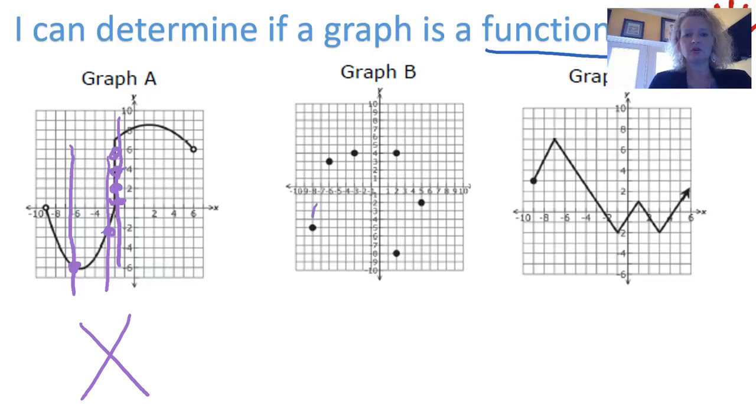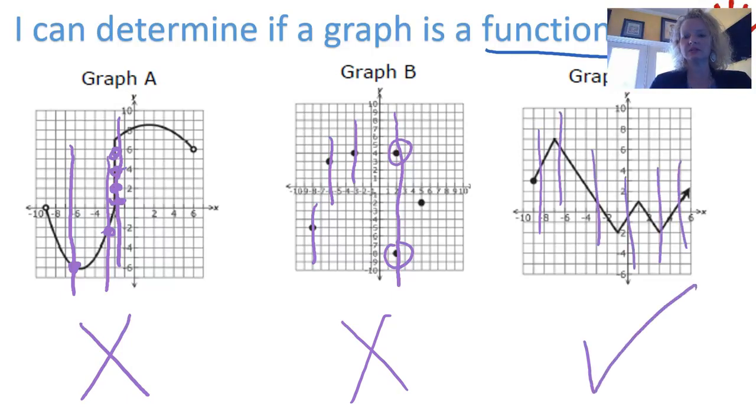So let's go with our vertical lines on this one. So far, only once. Oh, we got to this one, it hits twice, here and here. So we use that x value twice, so this one's not a function. On the next one, it only hits once each time, so this one is a function.